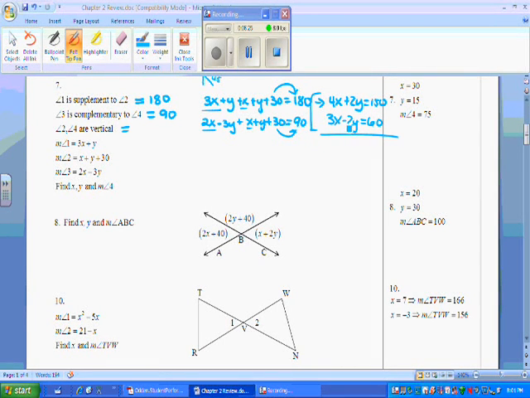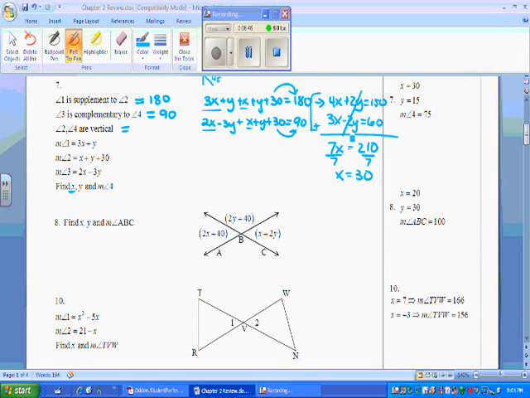Well, let's take a look at it. We could do it by elimination. The 2 and the negative 2 already cancel out, so 4x and 3x, that's 7x, and we add them. 150 plus 60 is 210 divided by 7. X ends up equaling 30. Great, that's the first part.